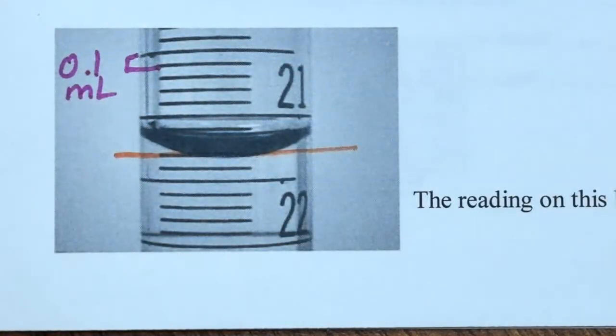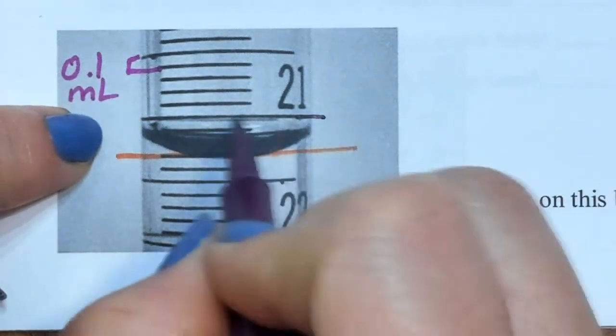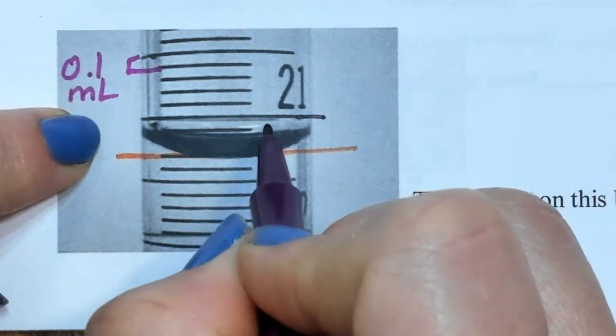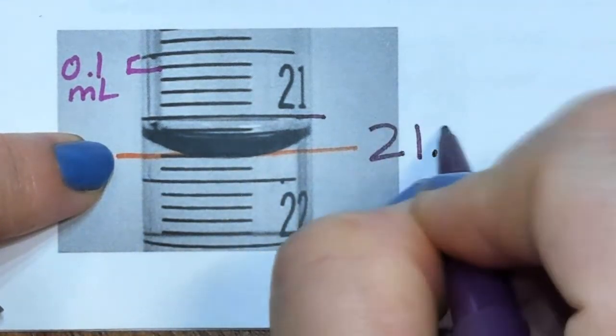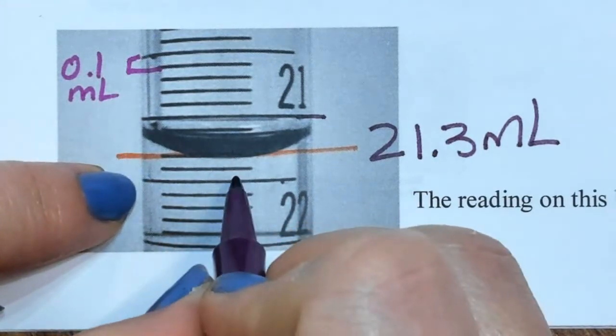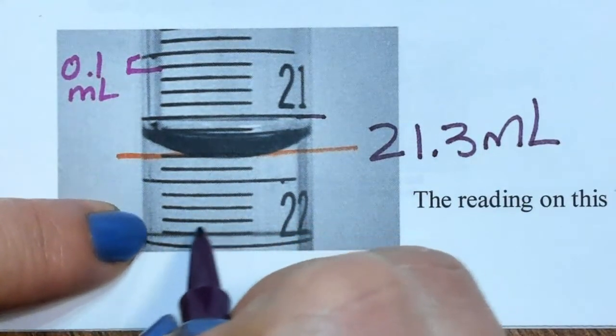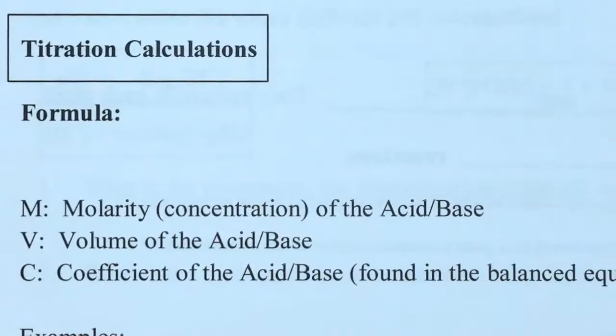And so as we read this burette, here is 21.0, 21.1, 21.2, that makes this 21.3 milliliters. And then that would be 21.4, 21.5, 21.6, 21.7, 21.8, 21.9, 22.0 is how that would be read.